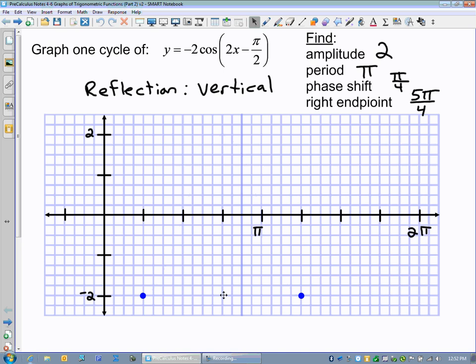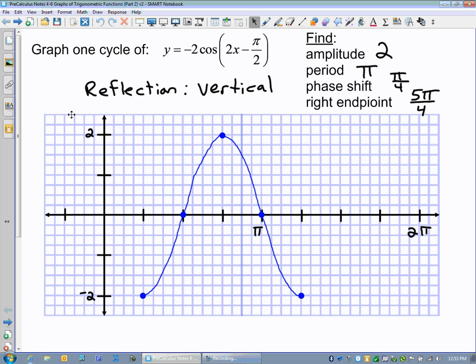So halfway between two minimums will be a maximum. So at this point here, you're going to have a maximum, which will be a +2. And then halfway between a minimum and maximum will be an intercept. Halfway between these two extrema will be another intercept. And so those are the 5 key points that we want to graph. Now also notice the directions did say to graph only one cycle of the graph. So if we draw a smooth curve through them, we don't actually have the arrows on this graph because they did ask for just one cycle. So we do have true endpoints on the left and the right. And that would be the graph of this equation.